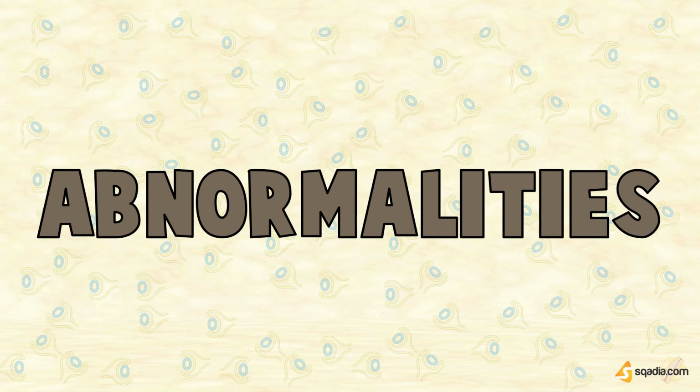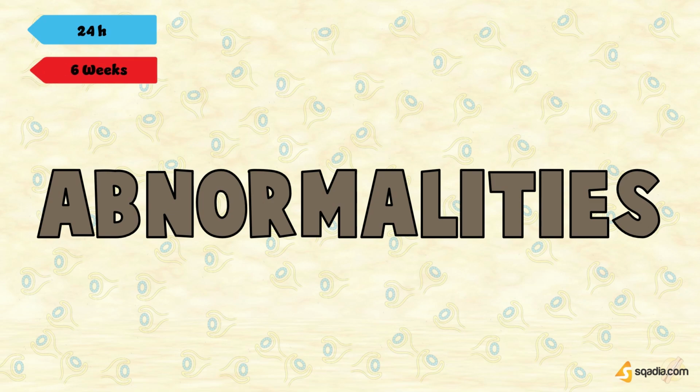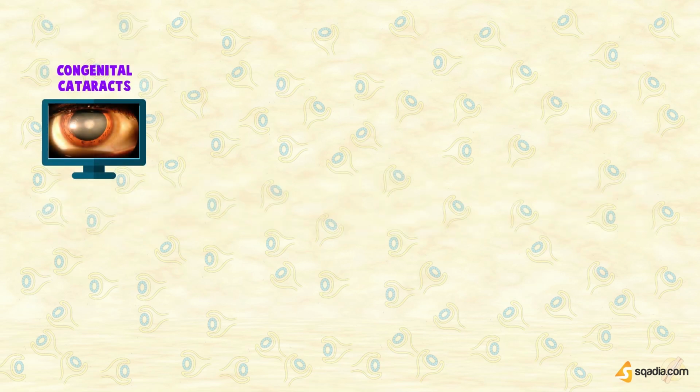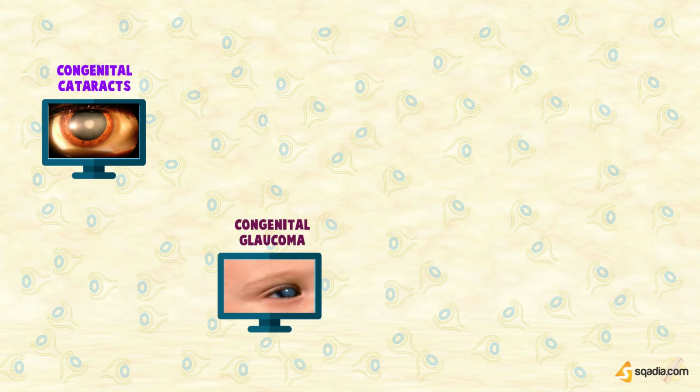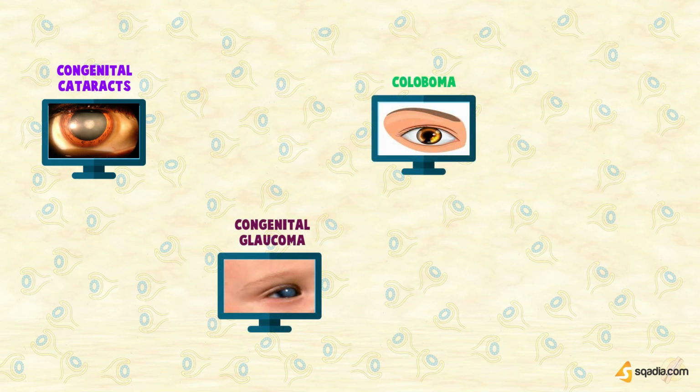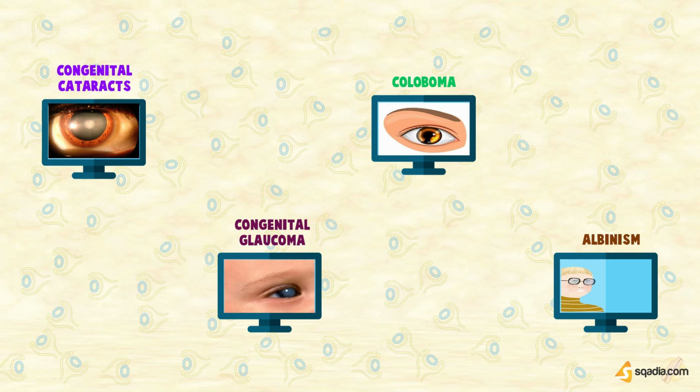Neonatal vision is tested in the 24 hours after birth, and again at 6 weeks. Many abnormalities of the eye cause blindness, but not all. Most affect vision to some degree, and as newborn infants' eyes are not aligned, an intermittent squint can develop, so it is important that these tests are carried out. The eye abnormalities we are going to discuss are congenital cataracts, congenital glaucoma, coloboma, and albinism.